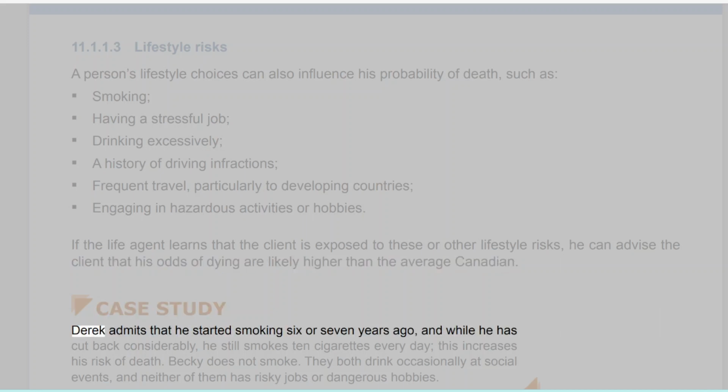Case study: Derek admits that he started smoking 6 or 7 years ago, and while he has cut back considerably, he still smokes 10 cigarettes every day. This increases his risk of death. Becky does not smoke. They both drink occasionally at social events, and neither of them has risky jobs or dangerous hobbies.